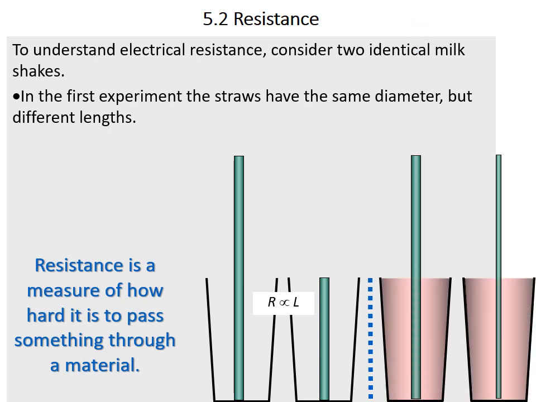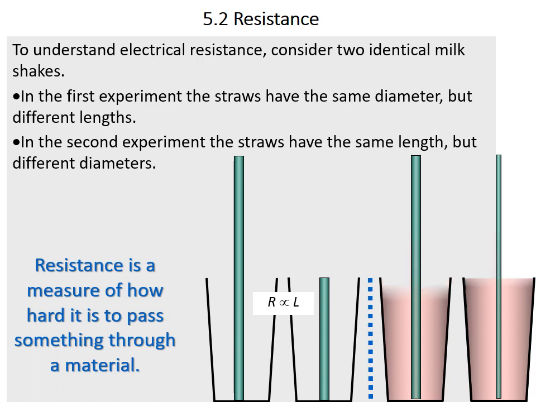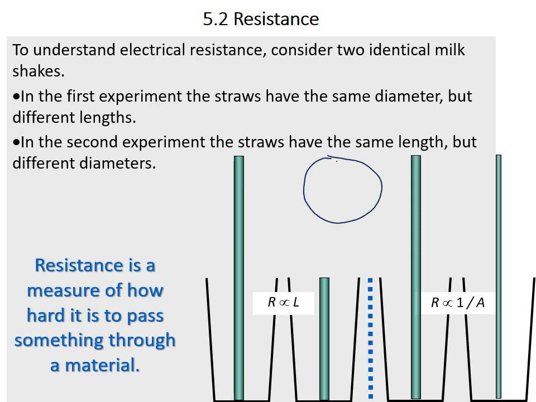In the second experiment, we'll keep the lengths the same, but this time we change the diameters. As shown, it's much easier for the milkshake to be consumed when the diameter is large. Therefore, the resistance is proportional to 1 over the cross-sectional area of the straw. Cross-sectional area, let's say I'm looking at this straw on end. This would be the cross-sectional area.